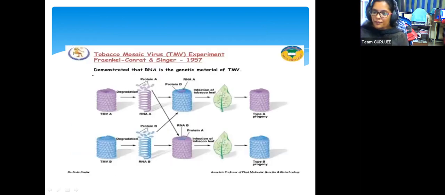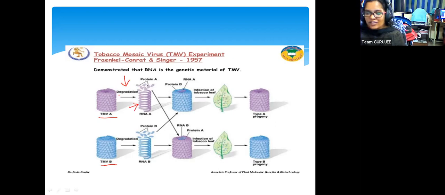Okay, this is the picture. One thing they have shown in lavender color, and one thing in blue color. This is one type of TMV, tobacco mosaic virus. They took two strains of tobacco mosaic virus, TMV A and TMV B. In the second step, they did a degradation process. In that degradation process, the proteins are removed from the RNA strand. See in the second picture.